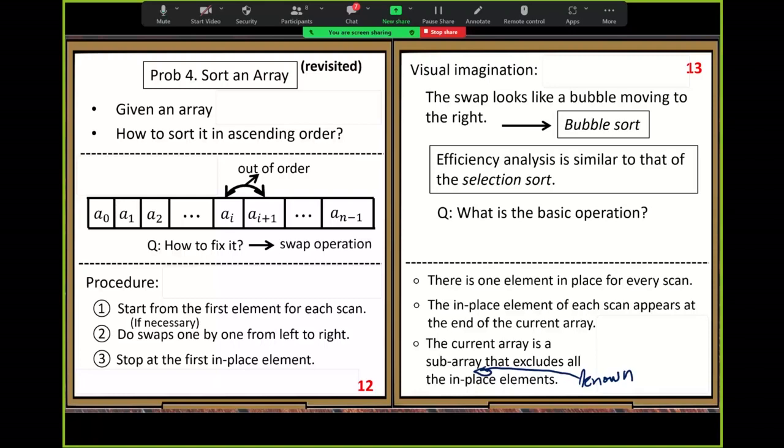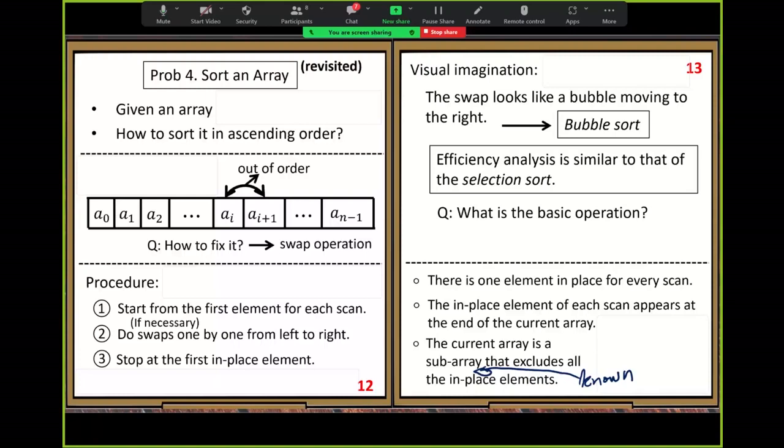Because imagine if the array is already in order, then there is no swap. If the whole array is already sorted, then there is no swap operation. But you still need to do the same number of comparisons, because you need to check all the adjacent pairs. Even if they are all in order, you cannot miss any. You still need to check all the possible pairs.